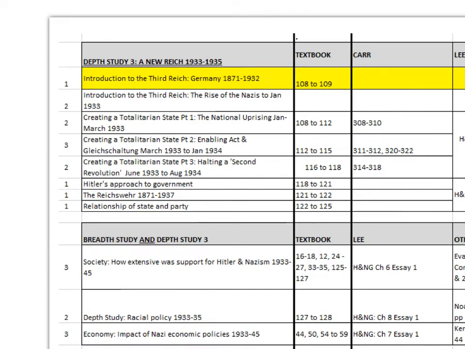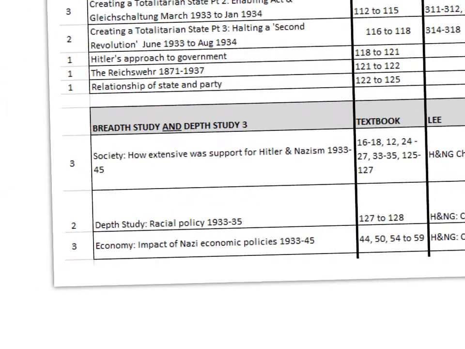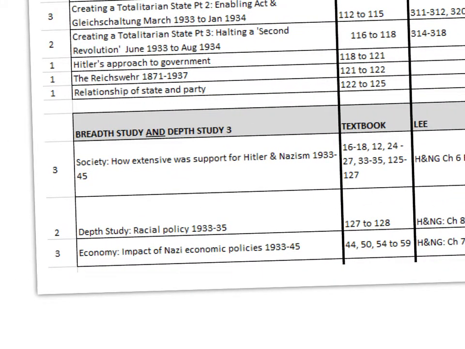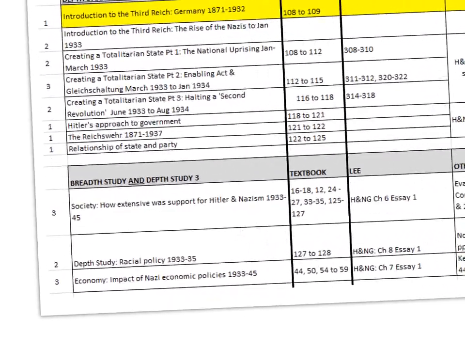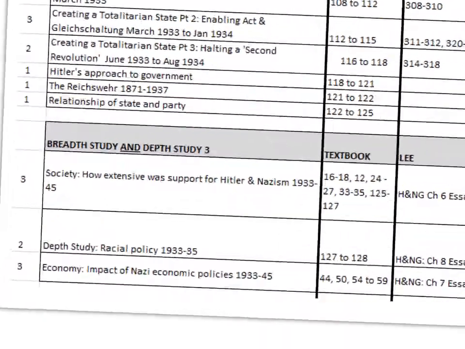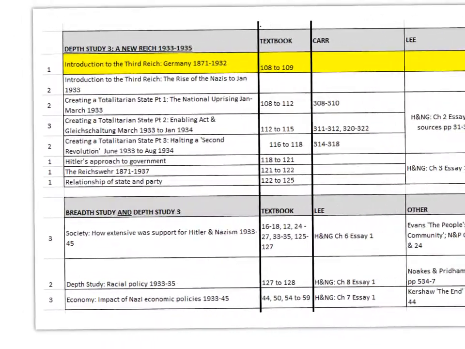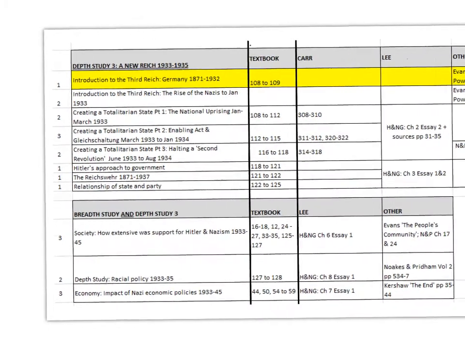But we've then got, as you can see beneath there, 8 more lessons in which we veer mainly over to the breadth study, section C, where we will look at the whole 12 years, 1933 to 45, to build up a further picture in terms of the development of society and the development of the German economy, which is what section C is about.